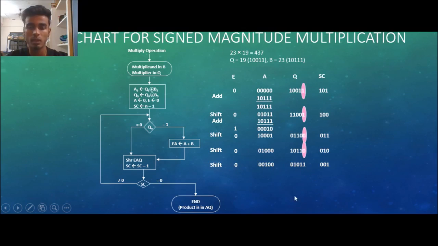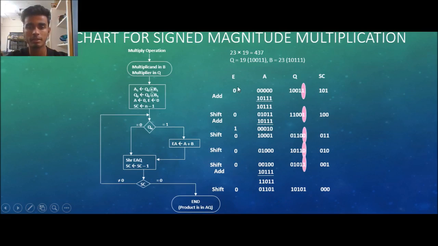So we'll have to add this time. We'll add 10111 to A, that is 00100, which gives us the answer as 11011. After this, we shift everything EAQ to the right. After shifting, we get 01101 in A and 10101 in Q, and this is our product. Since the product is in A and Q, this is 437 in binary.